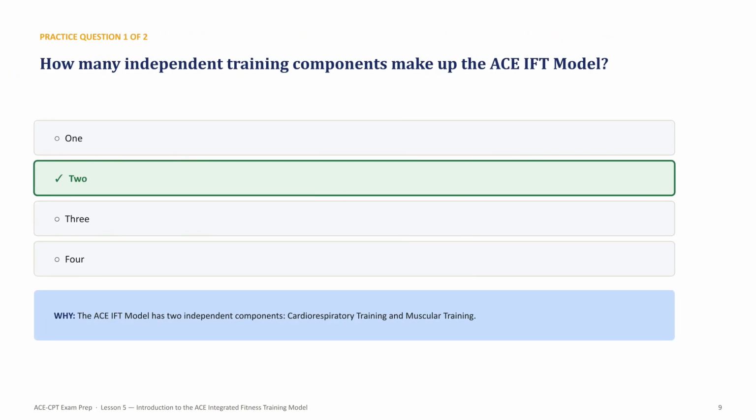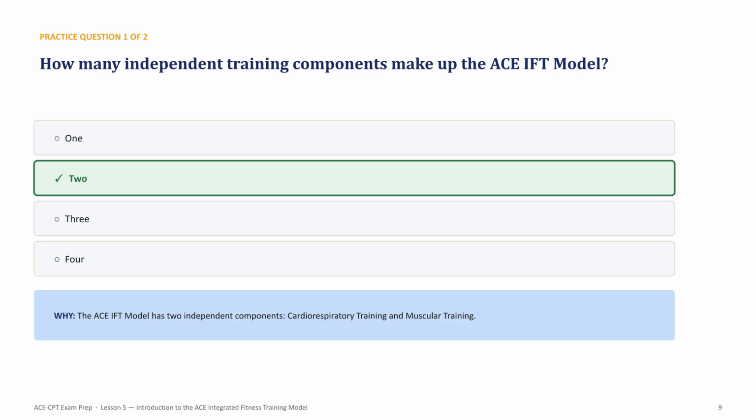Let's test what you've learned with a practice question. How many independent training components make up the ACE IFT model? Your options are 1, 2, 3, or 4. Take a moment to think it through.